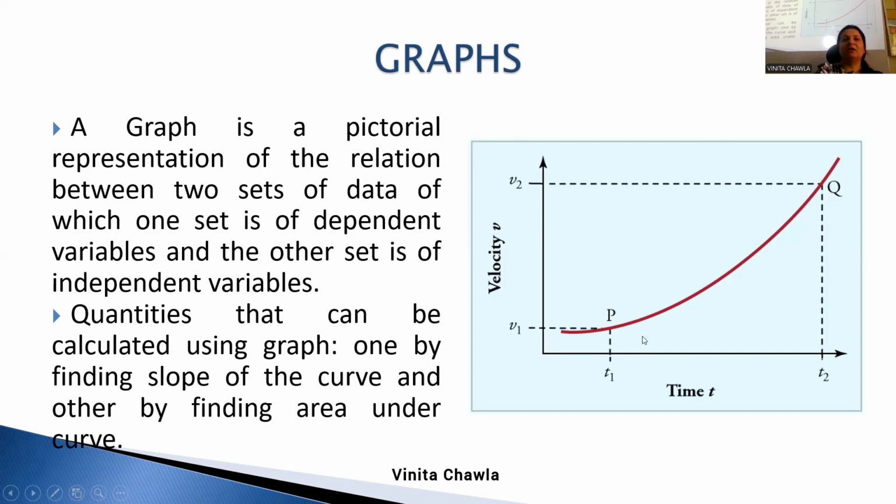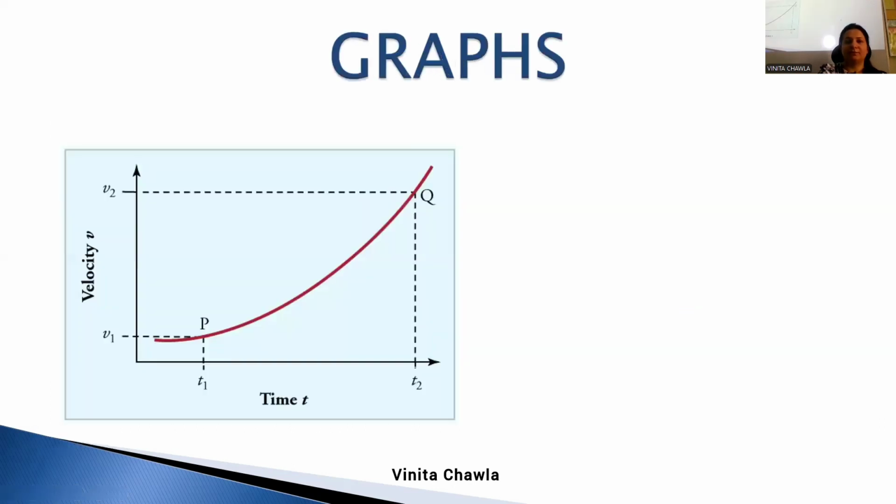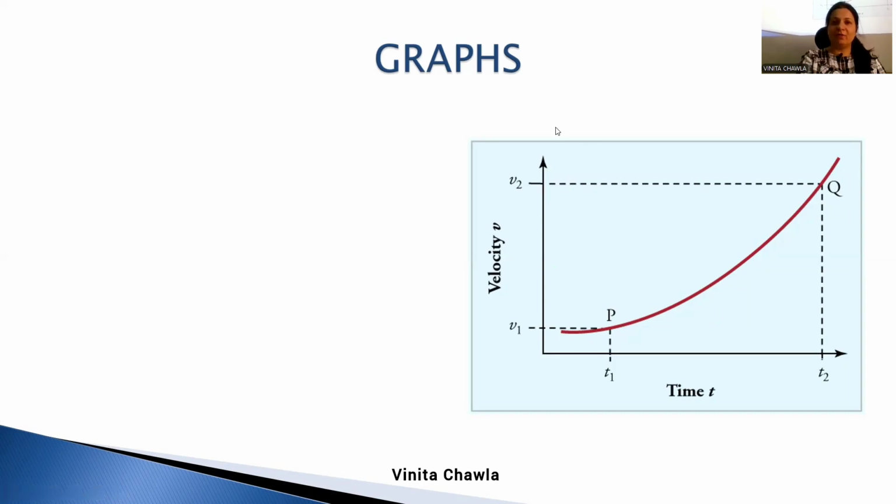And when we take area under the curve, we multiply the quantities. So area under the curve, in this case the v-t graph, gives the displacement. When you multiply velocity and time, you get displacement. So area under the curve also gives the displacement. Now from a graph, we can find two different quantities. By finding the slope of the graph or by finding the area under the curve, we can find two different quantities.